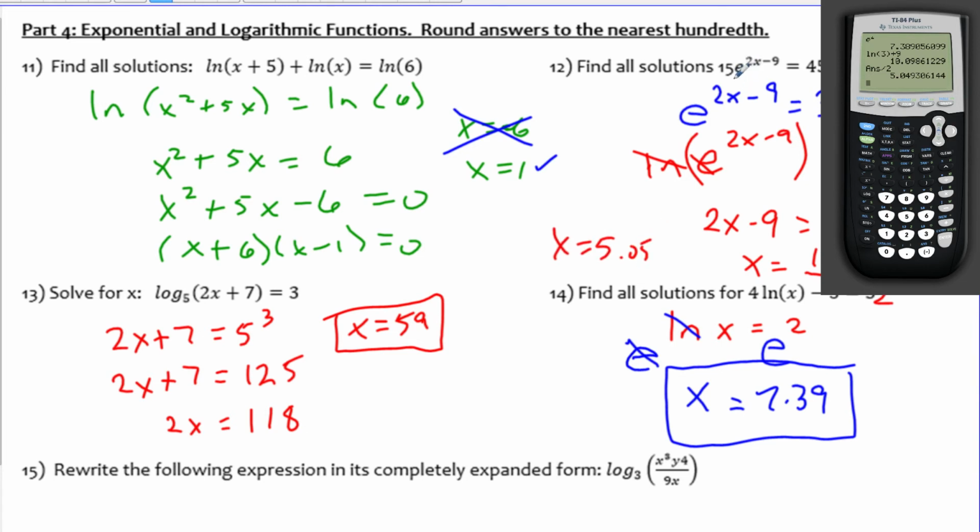Okay, and again, if you go for exponentials, we don't have to go back and check for extraneous. That's something for logs and ln's only. So 5.05 would be my answer, rounded to the nearest 100th.